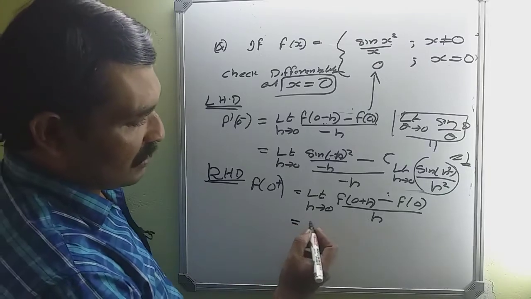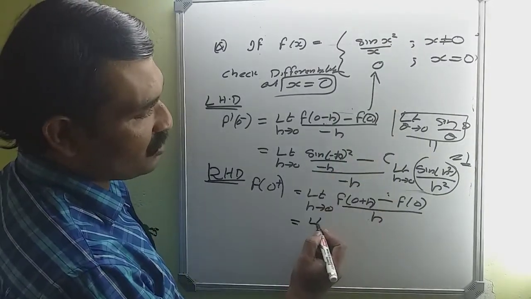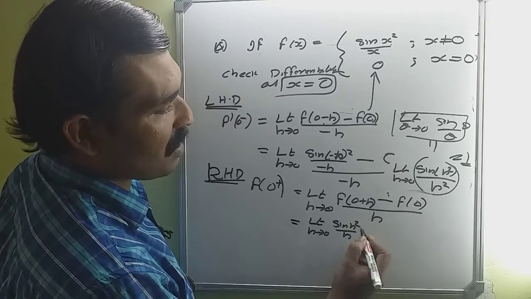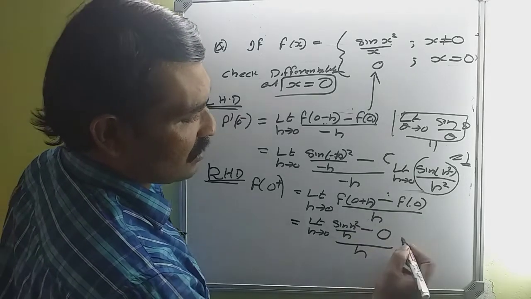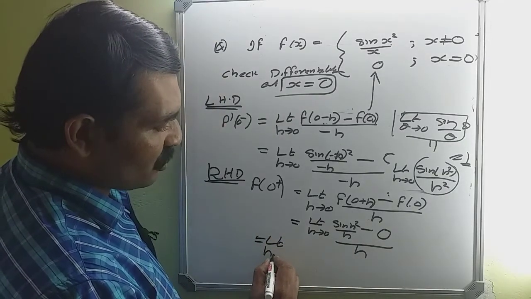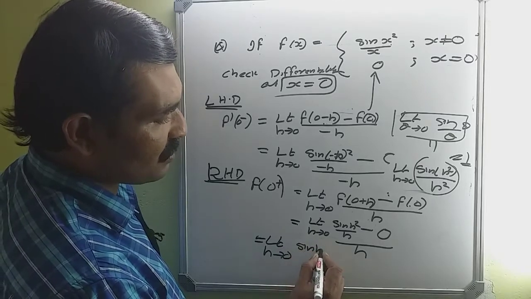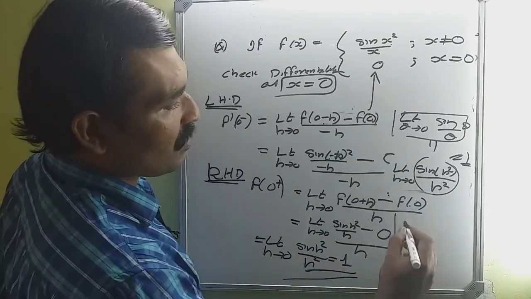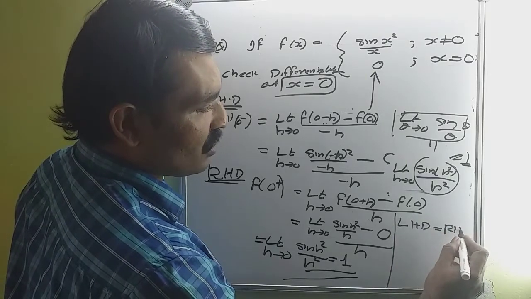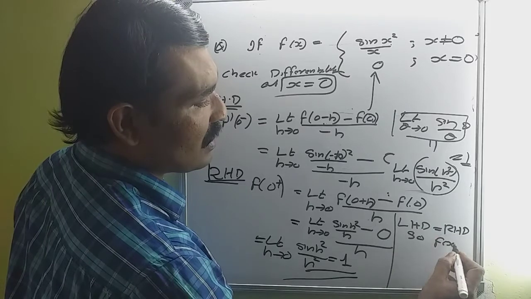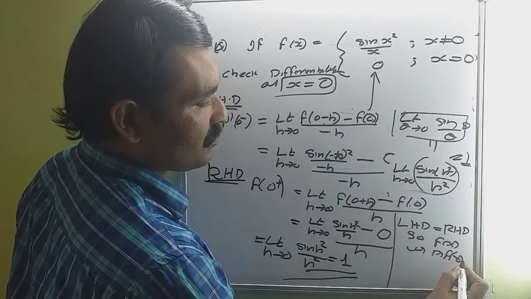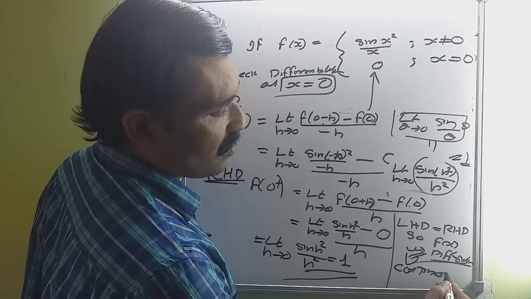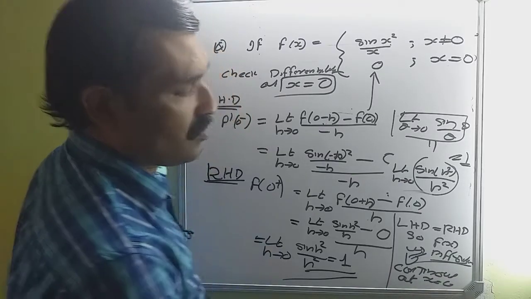Now replace x by h. Limit h tends to 0, sine h square divided by h minus f of 0, that is equal to 0 by h. That is equal to limit h tends to 0, sine h square divided by h into h square. That is equal to 1. This means LHD is equal to RHD. So the function is differentiable. If it is differentiable, it implies the function is always continuous at x is equal to 0.